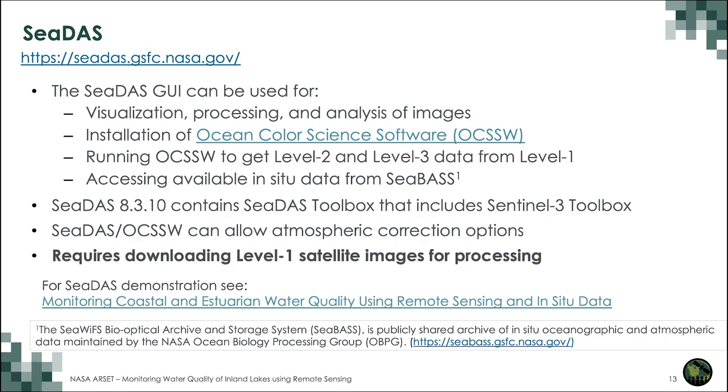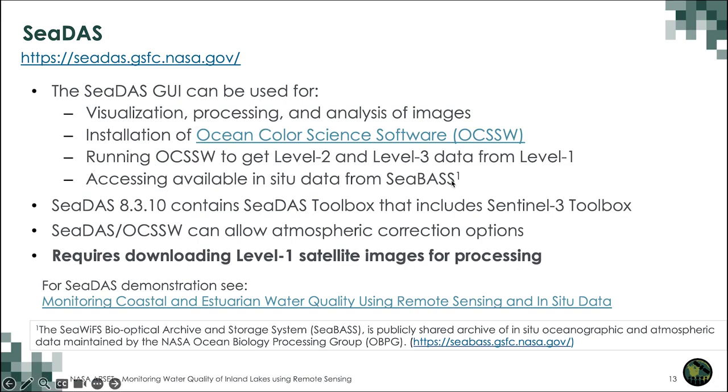So the CDAS GUI can be used for visualization, processing, and analysis of images. It's easier. You don't have to code anything. You just click and get the data through the GUI. Installation of OCSSW is required for converting data from different levels, level 1 to 2 or 2 to 3. And running OCSSW can get you level 2 and level 3 data from level 1. Accessing available in situ data from CBAS.